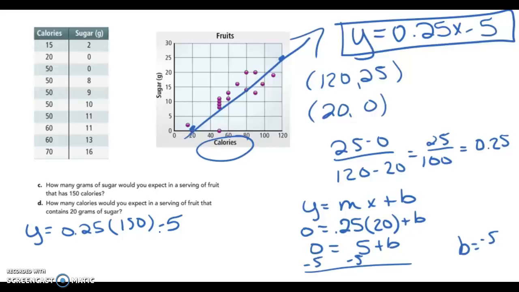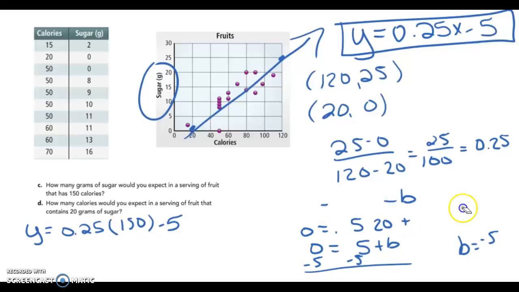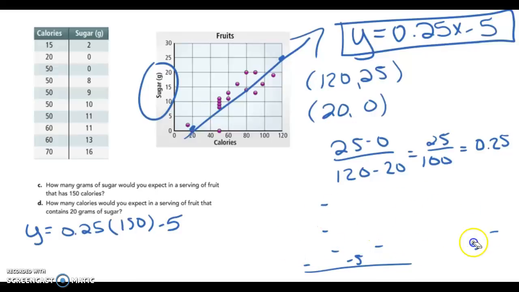And then the next one says, how many calories would you expect in a serving of fruit that contains 20 grams of sugar? And the 20 grams of sugar is going to be on the y side. So we're going to plug it into the y. I'm going to do both of those. You can pause it and then you can go ahead and check your work when you're done.